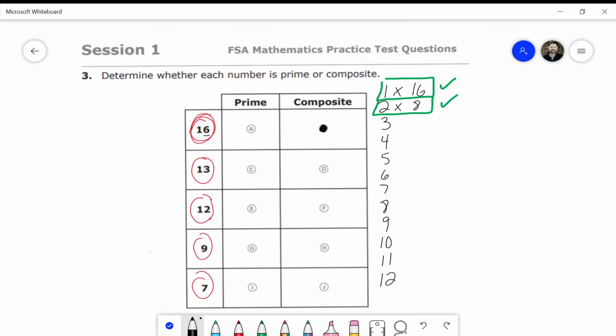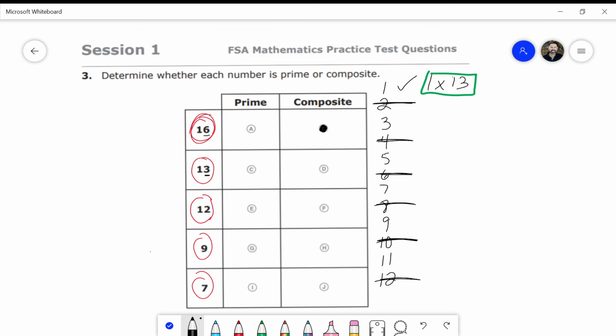All right, so let me erase that and try number 13. We know 1 always works. So 1 times 13, that's 1 set, so right now it's prime. If I look at the rule for 2, the ones place needs to have a 0, 2, 4, 6, or 8. Well, the ones place has a 3. So that means 2 doesn't work. And 2 is kind of like the foundation for every even number. If 2 doesn't work, 4 doesn't work, 6 doesn't work, 8 doesn't work, 10, 12. So I don't have to try those.